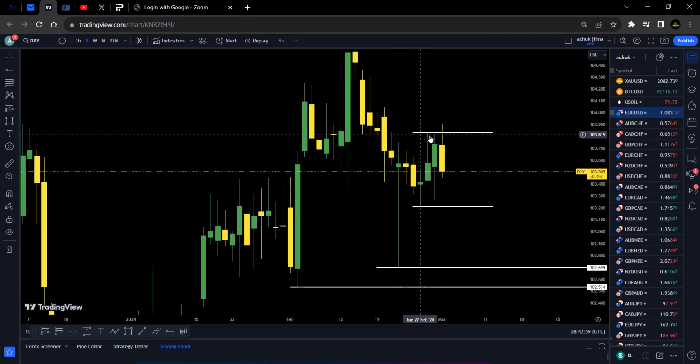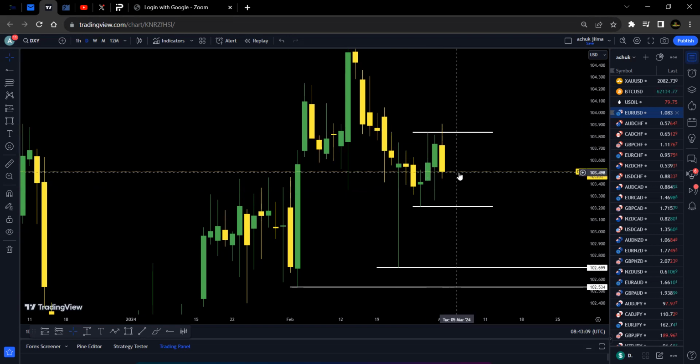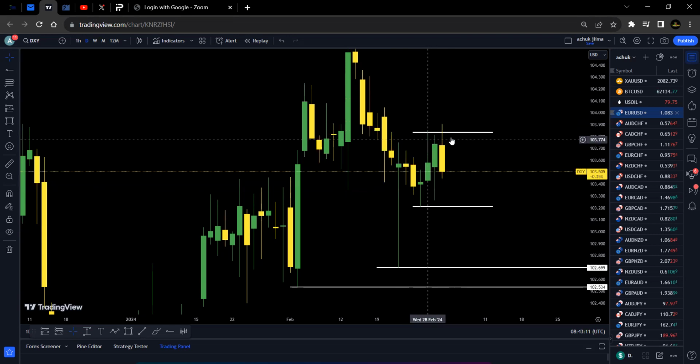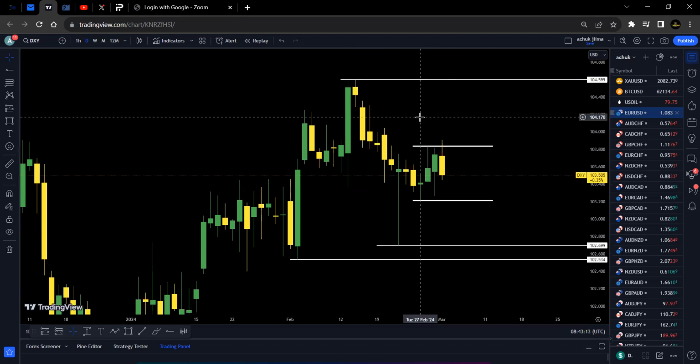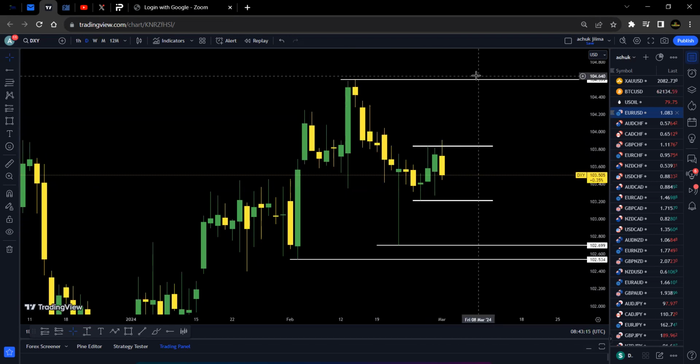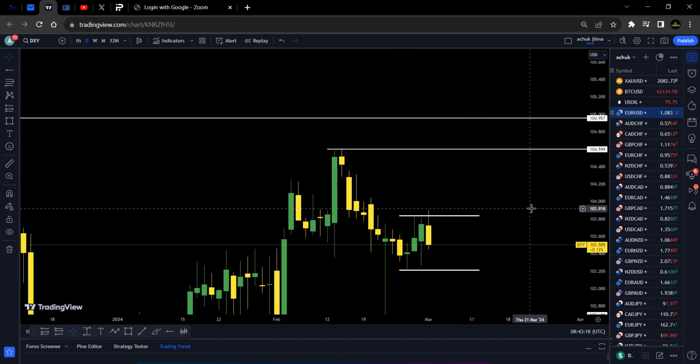Because of this resistance here, the daily highs which are not being taken out, we can conclusively have a better probability that the dollar is going to be weak because it's failing to take out the highs. So that is it. But if this is violated, then we have another resistance and then another resistance here.